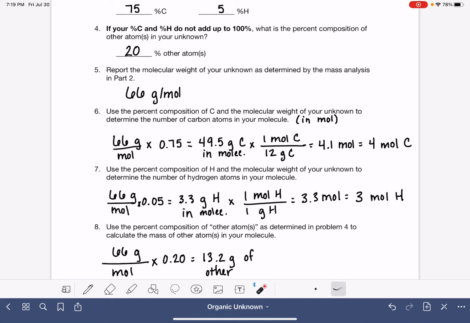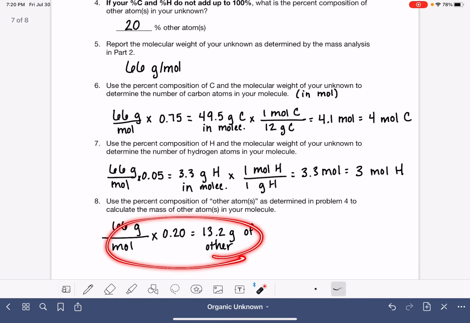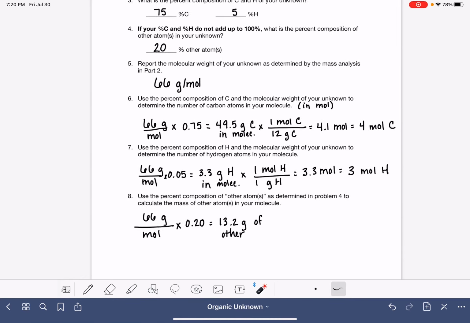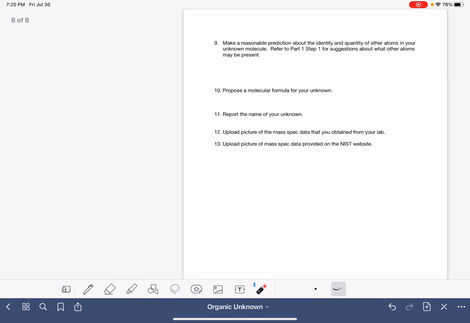Now, we cannot convert these 13.2 grams into moles because we don't know what the other atom is. We don't know what its atomic mass is. So this is kind of as far as we can get with this calculation. There's 13.2 grams of some other molecule or some other atom.